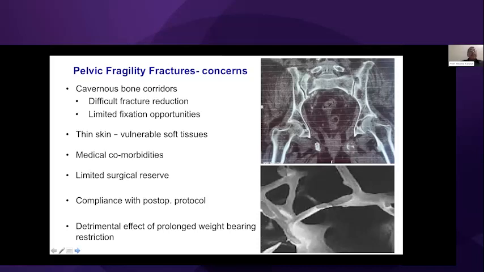What are our concerns when we face a case with pelvic fragility fractures? The cavernous bone corridors will make the fracture reduction a difficult task. We have as well the limited fixation opportunities in such quality of bone. Moreover, we have the vulnerable soft tissues in older patients, medical comorbidities, limited surgical reserve when we decide to go with surgery to fix the pelvic ring. We have also difficulties with compliance with post-operative weight-bearing protocols. And if we decide to conserve, we have the complications of prolonged weight-bearing restrictions.